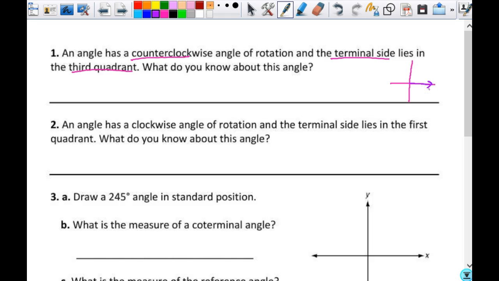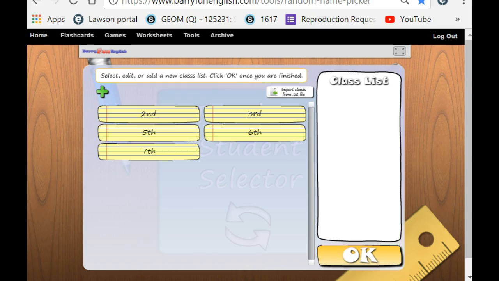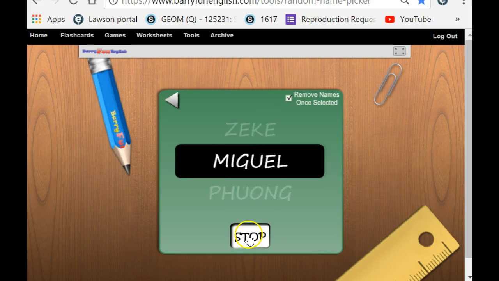The terminal side, do I know where in the third quadrant? No, just somewhere in the third quadrant. So there we go. And it says it has a counterclockwise angle of rotation. Looks like somewhere right there. And we are going to assume that it doesn't rotate more than once. I should have put in here that it has a single rotation. So does this tell me something about the angle?